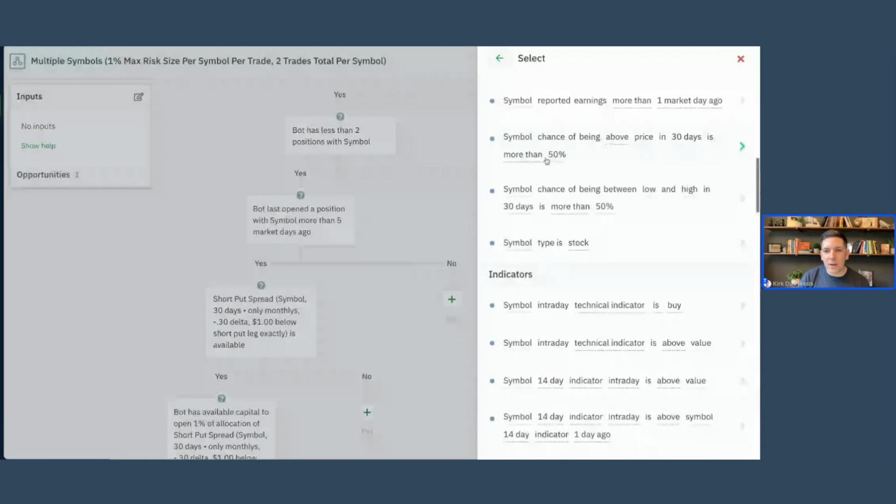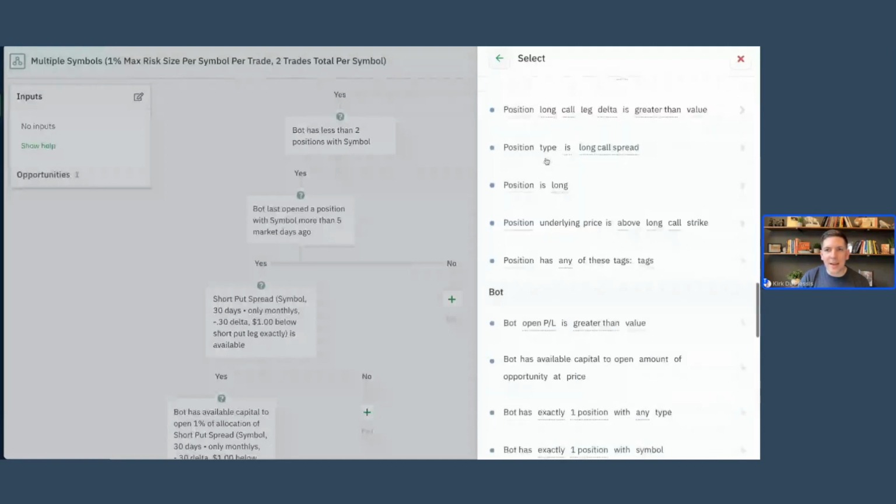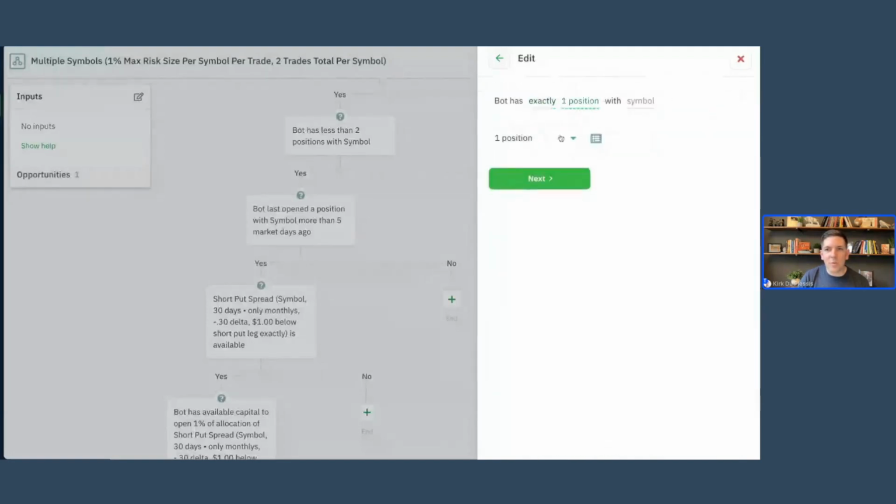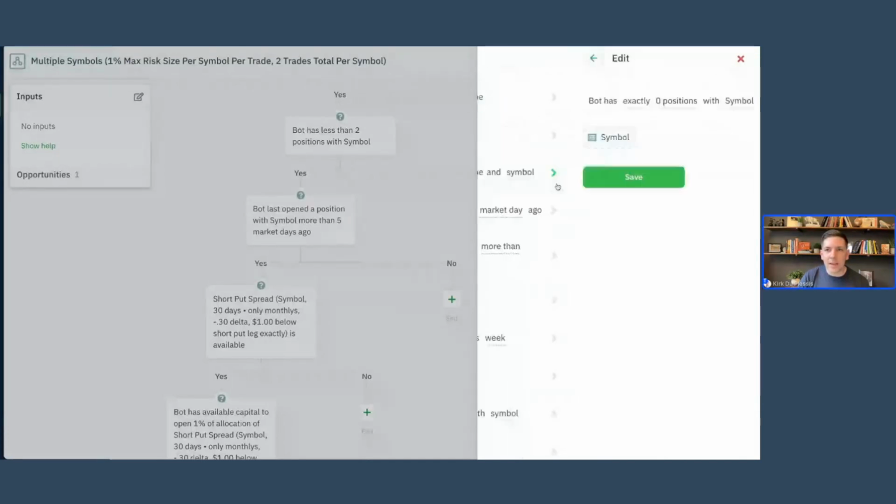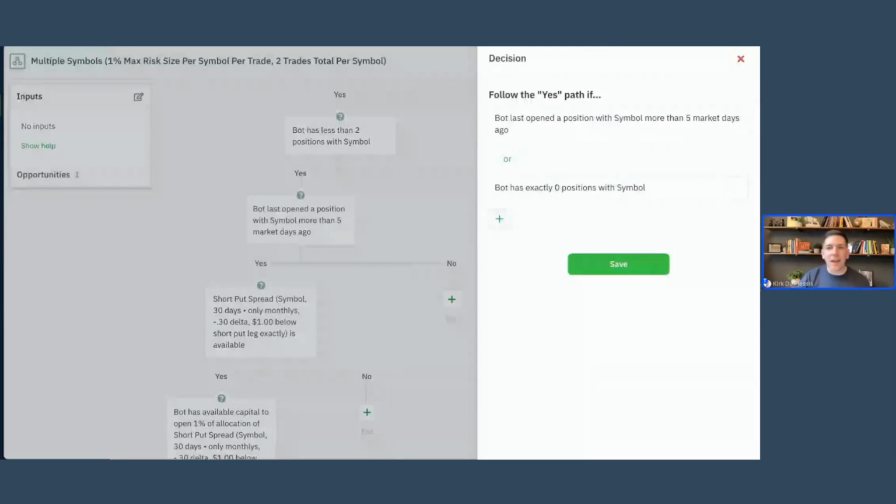So I need to go down here and say the bot has exactly 0 positions with this symbol. So I need to add an or statement. So that's how I have to adjust it there. I was just testing my logic here. Obviously, I need to add this here.